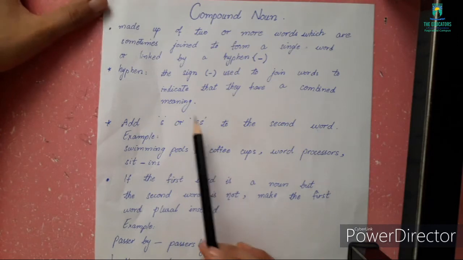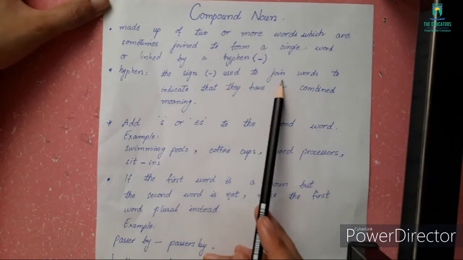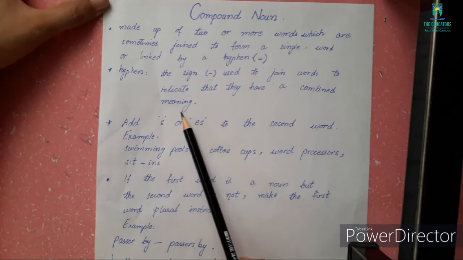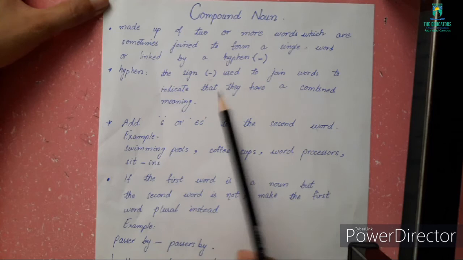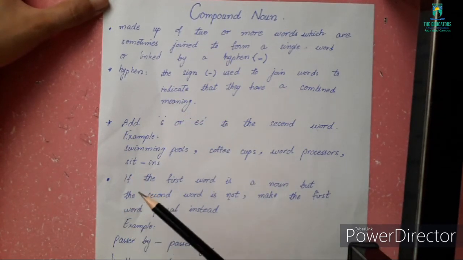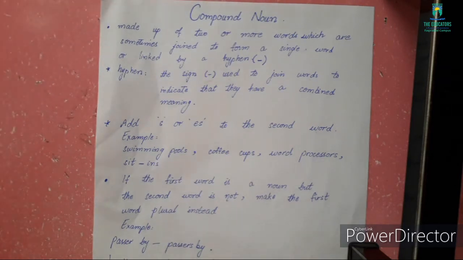Now what is a hyphen? This is the sign, used to join words to indicate that they have a combined meaning. This sign is used to join the words and then they give a combined meaning. So for example, sit-ins, sit in. We combine these two words with a hyphen. Brother-in-law, three words, and we put a hyphen in between these words and it gives us a compound noun.